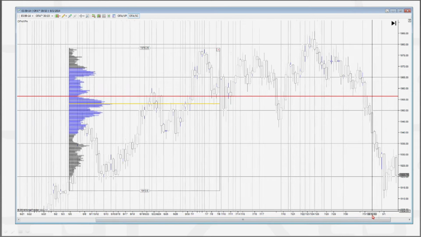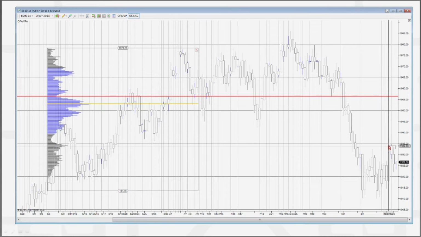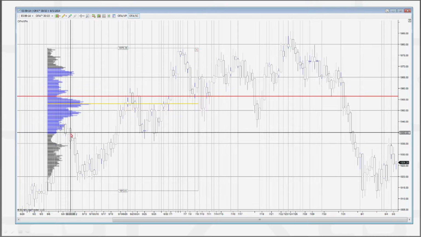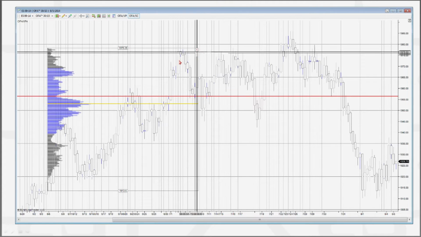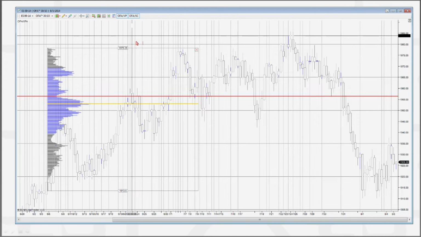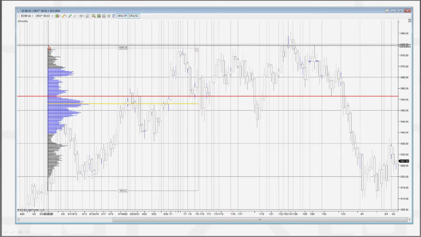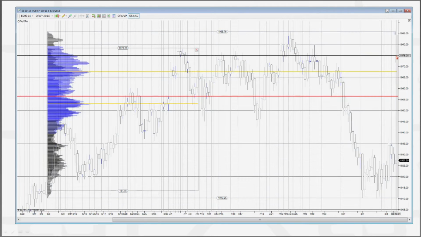So one of the things that we want to look at is this swing low. We got this low volume area right here. In fact, you can see right here we have a low volume area just for this move up. Now I have a swing high and a swing low. So I want to include all of this data.